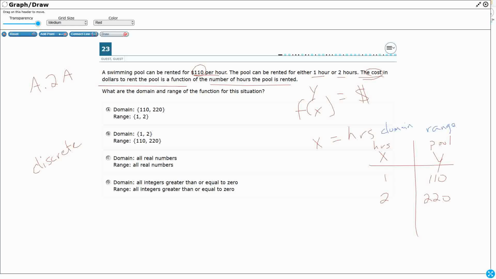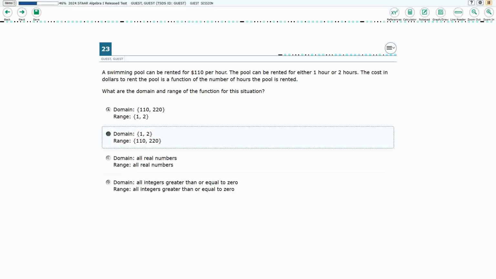Continuous is just a straight line. It's every single number imaginable. So we've got our domain right here. Mine is vertical, but we can look at it side to side. We can say our domain here is, in curly braces, 1 and 2, and then our range is going to be, within those curly braces, 110 and 220. So our answer there is B.